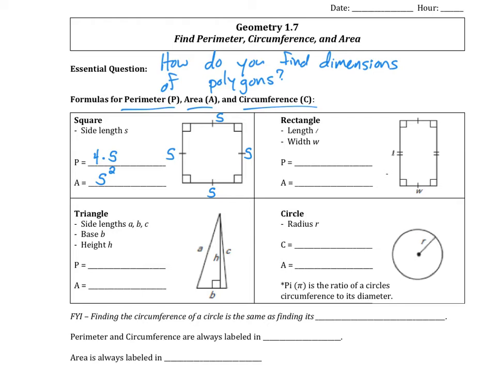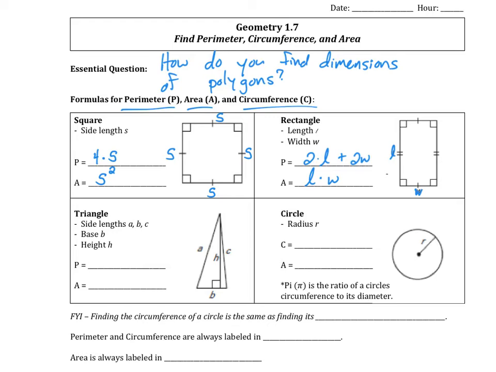A rectangle has length and width. So you can see we have L and W. There's an L on the left and W on the bottom. So to find the perimeter of a rectangle, it's 2 times the length plus 2 times the width. And to find the area of a rectangle is just length times width. This is one that you probably have seen before in math classes dating back to middle school, maybe even elementary school.